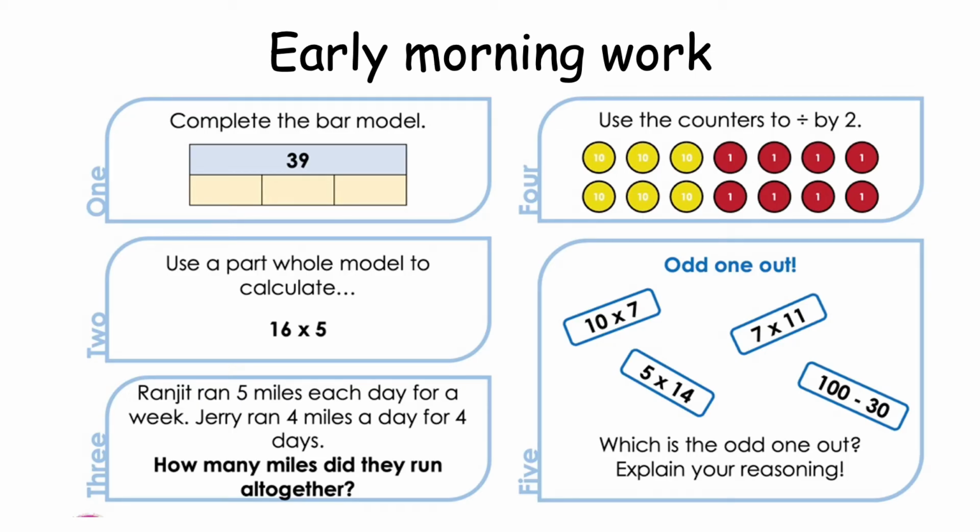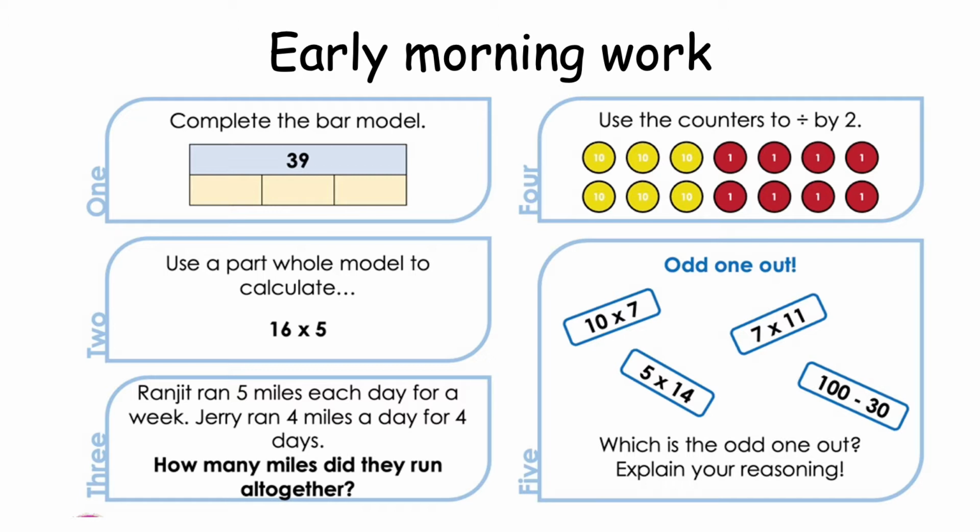Okay, early morning work. So, again, I'll go through them and then you need to pause the video and then we'll go through the answers. Okay? So, number 1, complete the bar model. How much is the total? The total along the top is 39. So the whole bar is 39. Now the second bar, the yellow one, is divided into how many parts? So what is the value of each of those parts in the bar model? What calculation would you write?